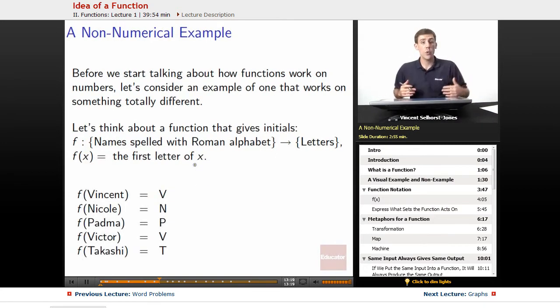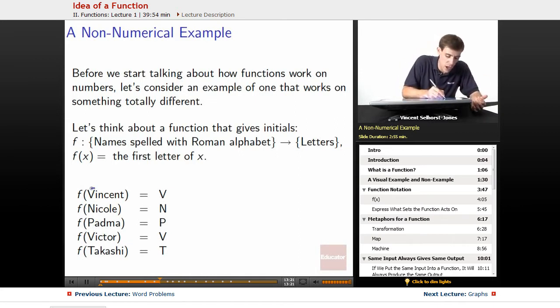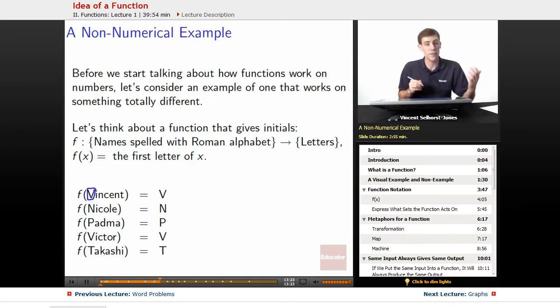F of Vincent would be V, right? We hack it off to just the first letter. F of Nicole would spit out N. F of Padma would spit out P. F of Victor would spit out V. F of Takashi would spit out T. Whatever we put in will spit out just that single letter, right?